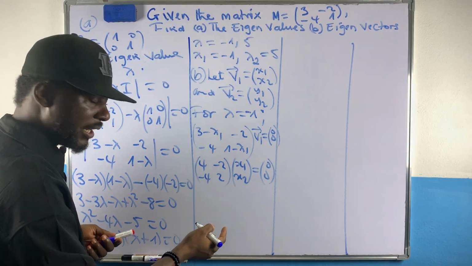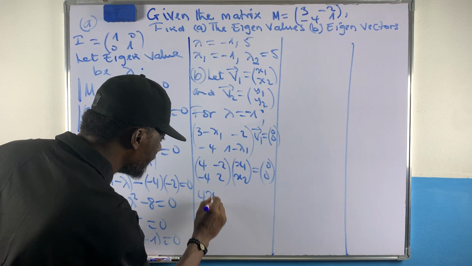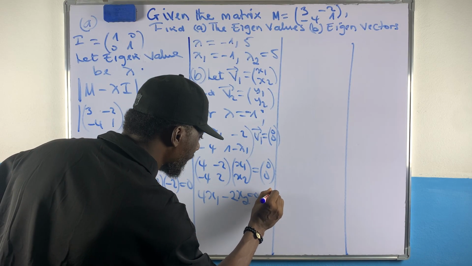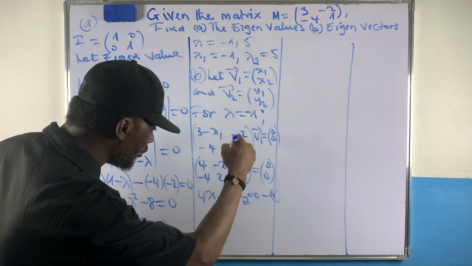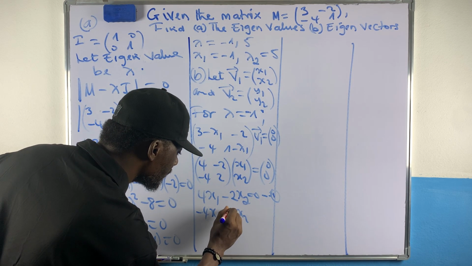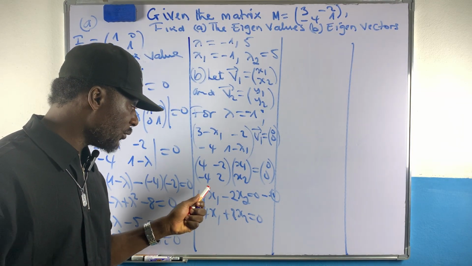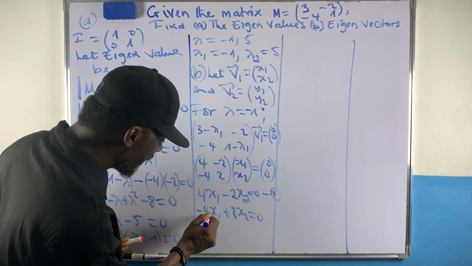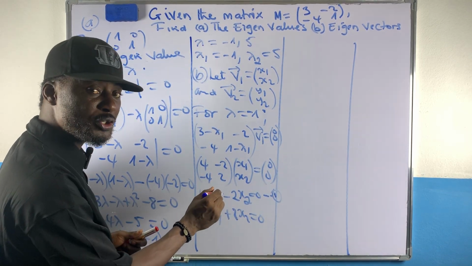So how do you multiply out matrices? Row multiply with column. So we have 4x1 minus 2x2 should be equal to 0. I can call this one equation 1. Then this second row also multiplies. We have negative 4x1 plus 2x2 should be equal to 0. I will not call this one equation 2 because if you look at it, equation 1 and equation 2 are the same. If I multiplied all through by negative 1, I will have 4x1 minus 2x2 equal to 0, which is just the same as equation 1.